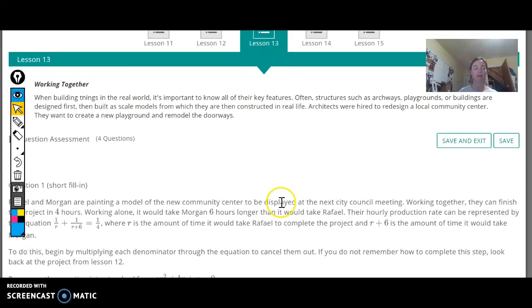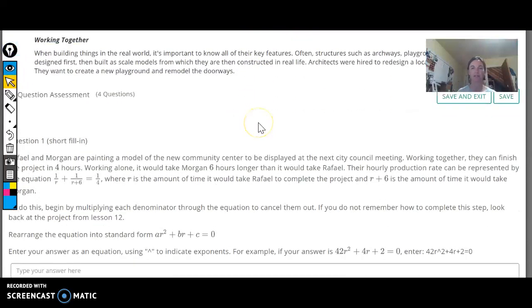Question 1. Raphael and Morgan are painting a model of a new community center to be displayed at the next city council meeting. Working together, they can finish the project in 4 hours. Working alone, it would take Morgan 6 hours longer than it would take Raphael. Their hourly production rate can be represented by the equation 1 over r plus 1 over r plus 6 equals 1 over 4.